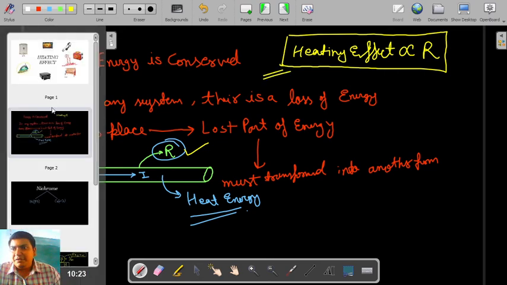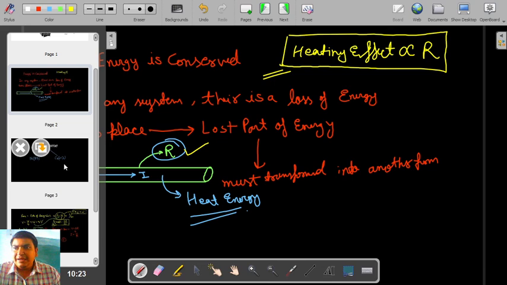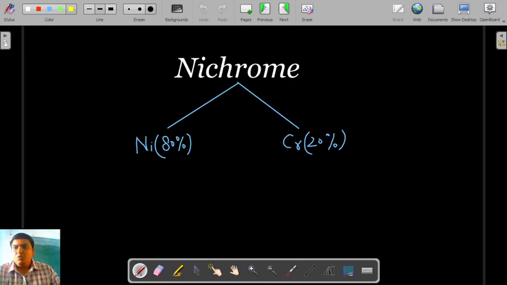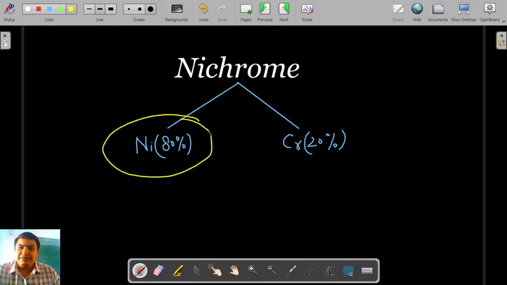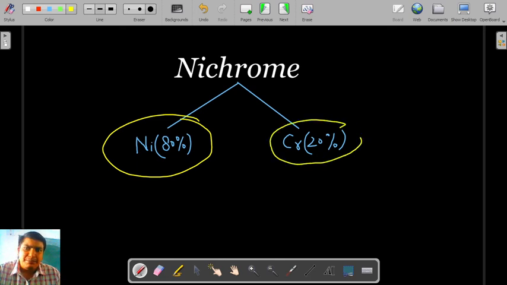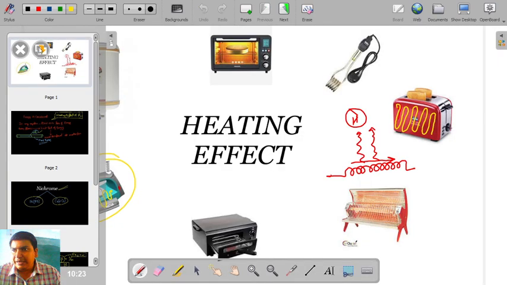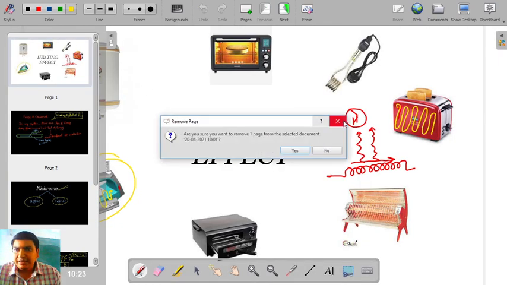That is why we fabricate an alloy called nichrome, which has 80% nickel and 20% chromium, and is one of the highest resistance materials around us. So we use this nichrome wire in different electrical appliances to get the heating effect.